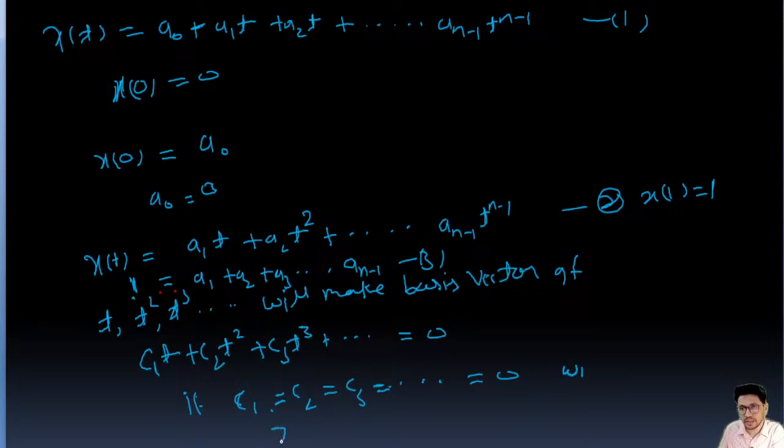This implies it will not constitute a vector space. It doesn't constitute a vector space, because this condition is not satisfied. Here we can see if we add a1 plus a2 plus a3 and so on up to a n minus 1, this value is 1, not 0. That should be 0, right?